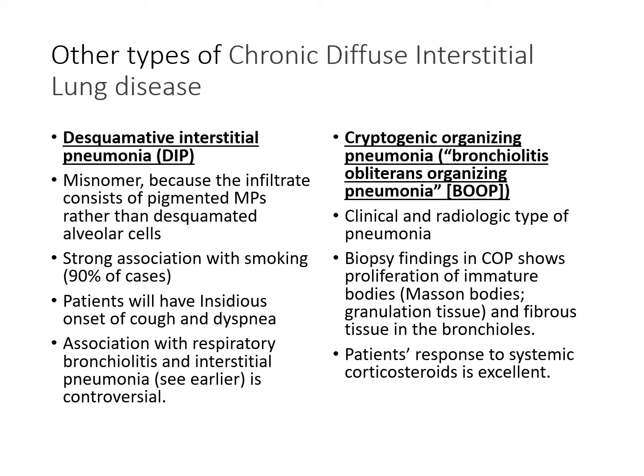DIP has a strong association with smoking, with 90% of the cases associated with cigarette smoking. Patients will have insidious onset of cough and dyspnea. Cryptogenic organizing pneumonia has biopsy findings of proliferation of immature fibroblasts, or Masson bodies, and fibrous tissue in the bronchioles. Patients with cryptogenic organizing pneumonia respond very well to systemic corticosteroids.